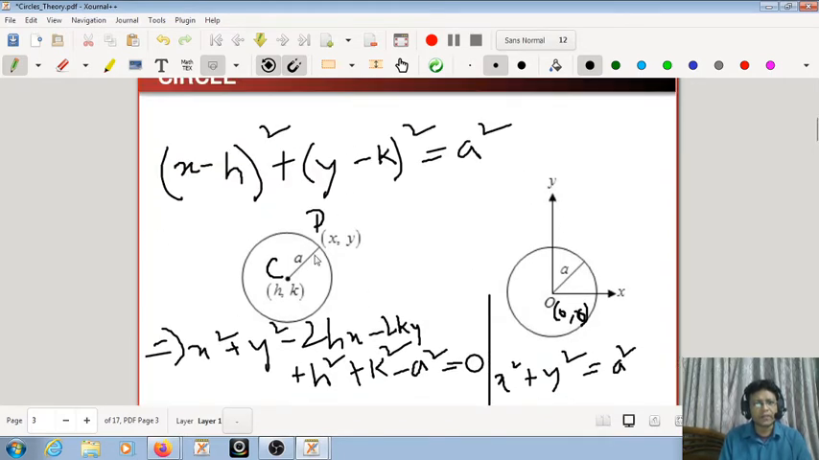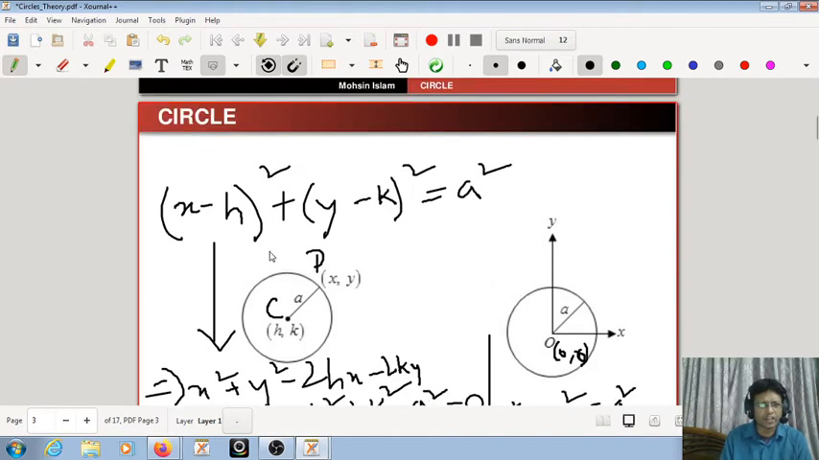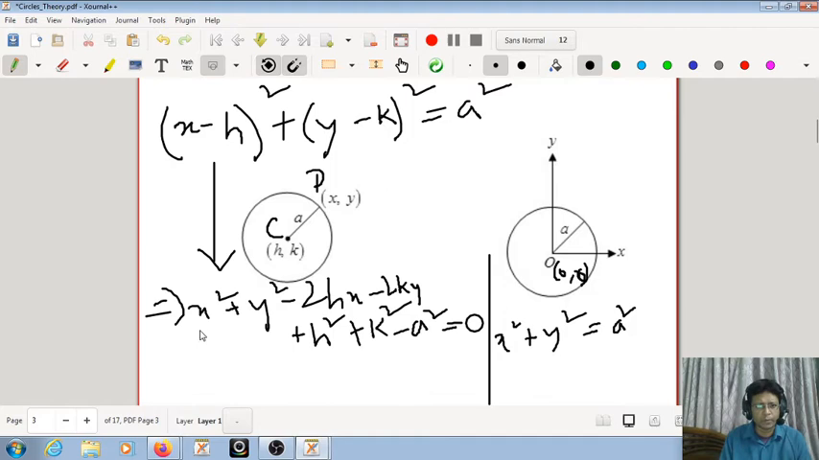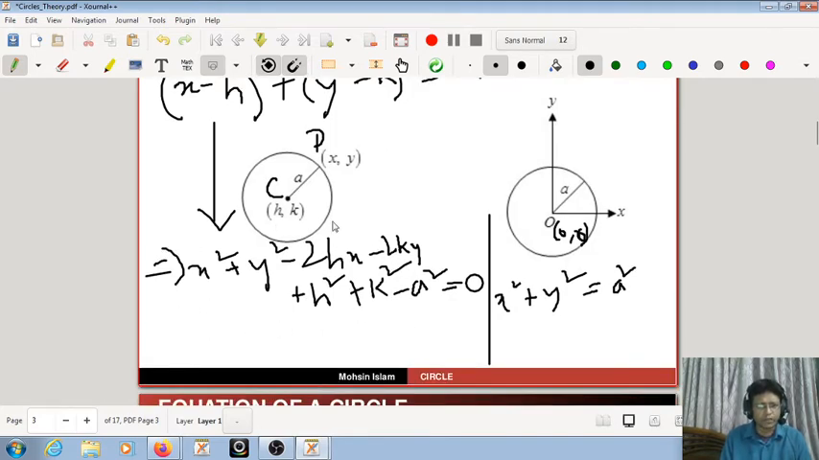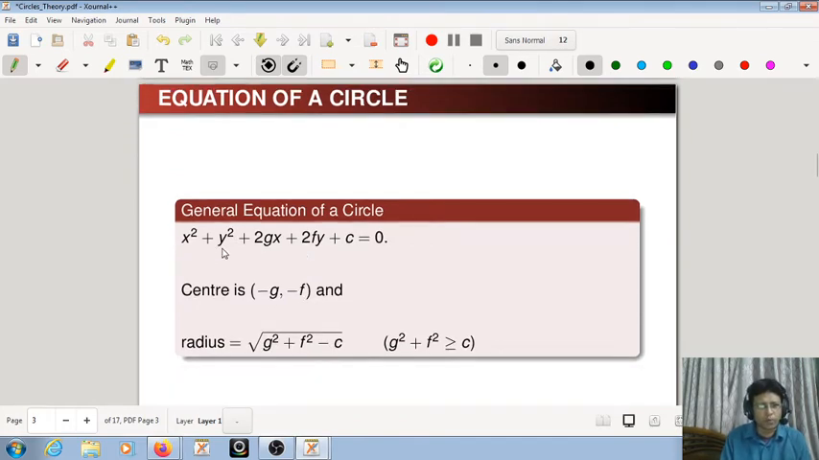So look at that, if you expand this expression I was talking about, the first equation of the circle, then this can be written as x squared plus y squared minus 2hx minus 2ky plus h squared plus k squared minus a squared. h and k are constants because you know the center, and a is also constant. So the only variables are x and y. So this equation is in terms of x and y. This is the general equation of the circle, and this can be written as x squared plus y squared plus 2gx plus 2fy plus c equal to 0.